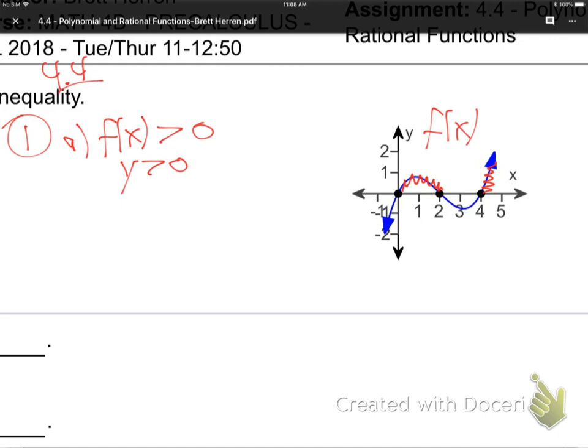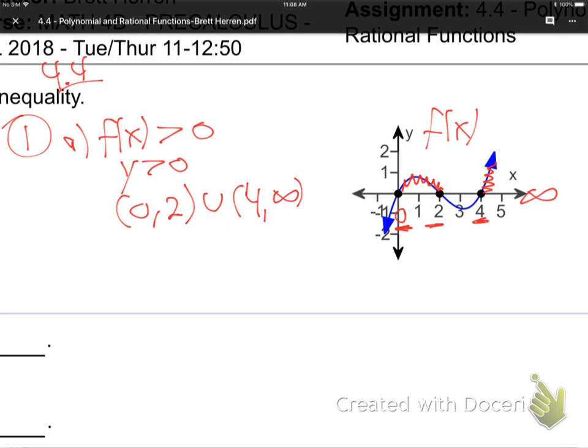Kind of like this is a roller coaster, right? It goes above, then it goes below, and then above. So where's it above the middle? Here and here. How do you say those sections? That's between 0 and 2. So we would say from 0 to 2, and then from 4 to infinity, because that arrow keeps going. United with 4 to infinity.